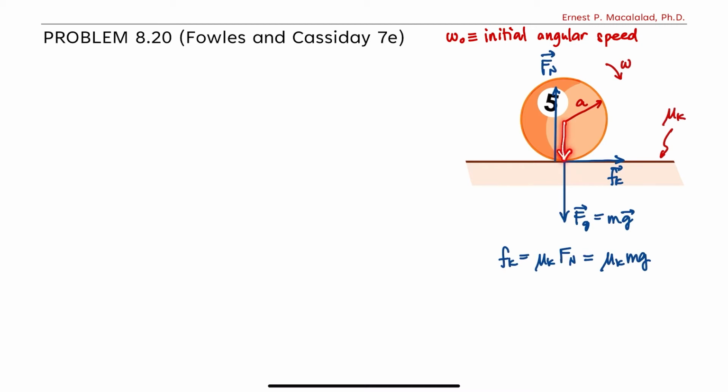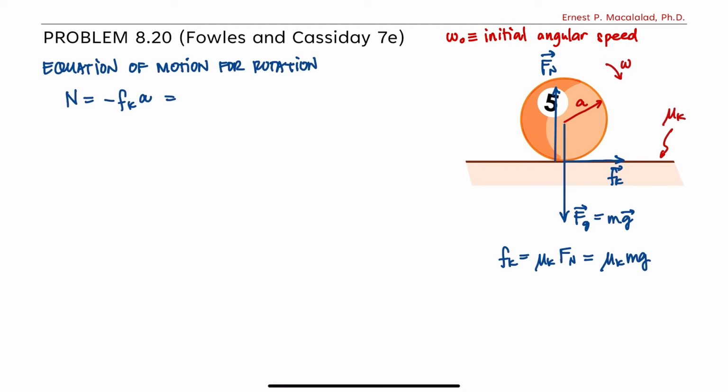If this is our radius and this is the force that exerts torque on the object, therefore the direction of the torque would be out of the page. And this opposes the direction of the rotation, which is into the page. Hence, the equation of motion for rotation will now be torque equals negative Fk times a. So this is the definition of your torque. Applying our expression for Fk, this becomes negative mu k mga.